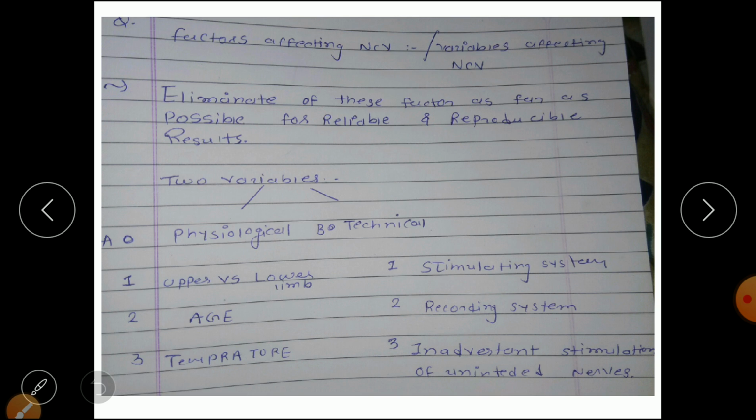Whichever factors affect the nerve conduction velocity, we have to eliminate all these factors so we can get an appropriate result of the NCV.